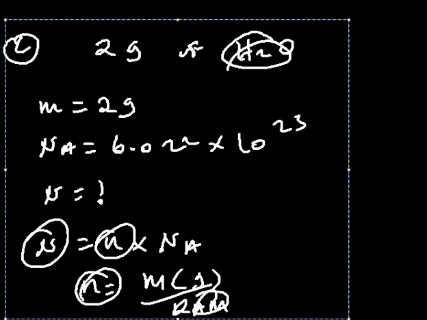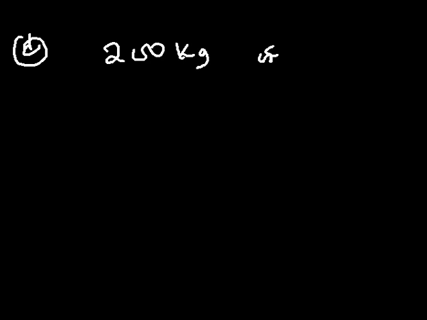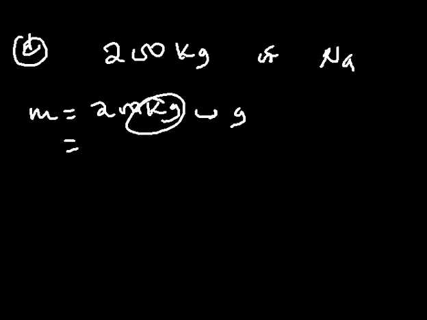And now, what if we have, let's say, 200 kgs of sodium? How do you think we should find the number of particles in this case? We have the mass, which is 200 kilograms, but it has to be in grams, by the way. So you have to convert kgs to grams. Then you have the number of moles using the formula.